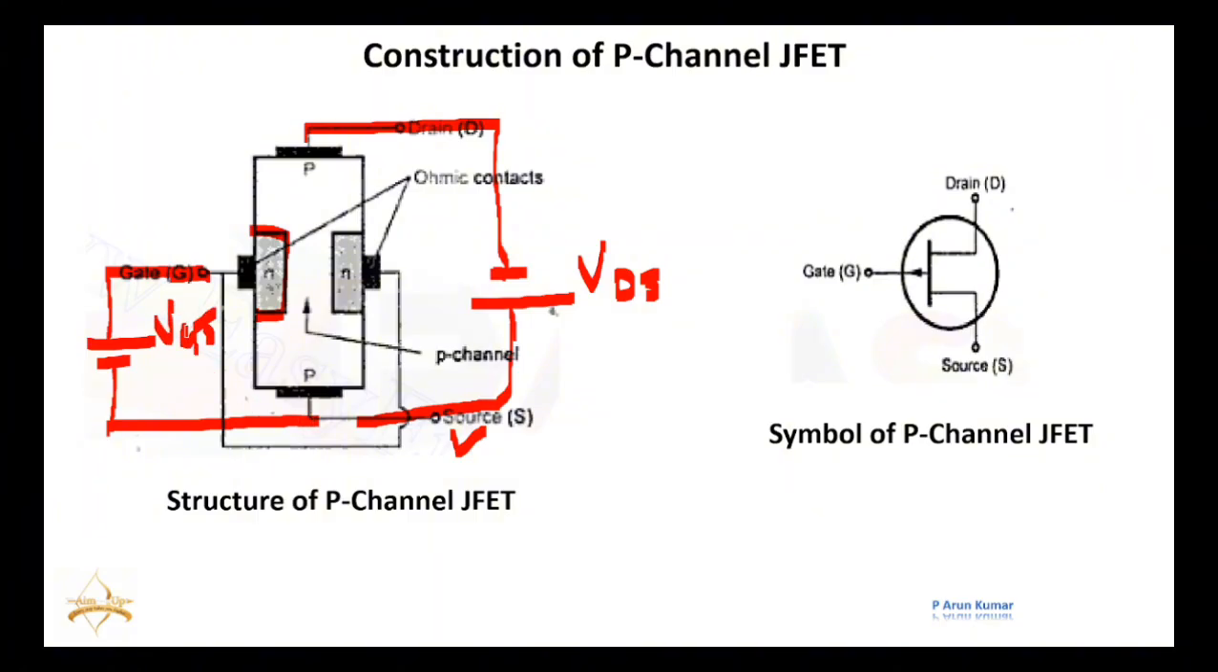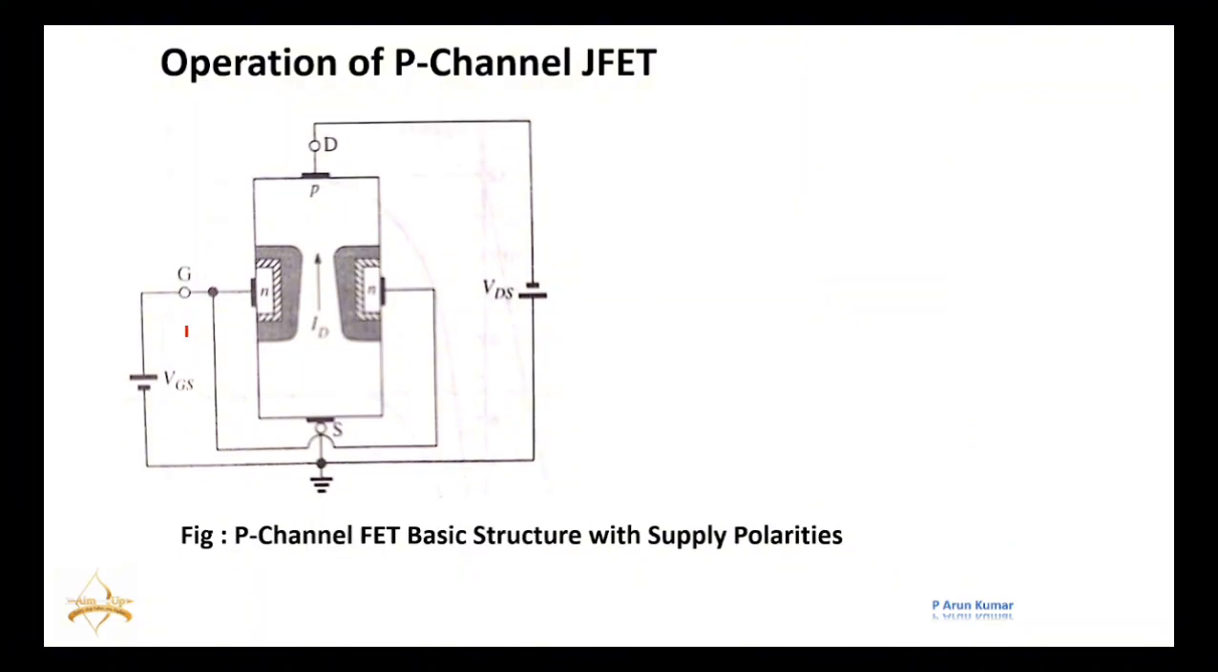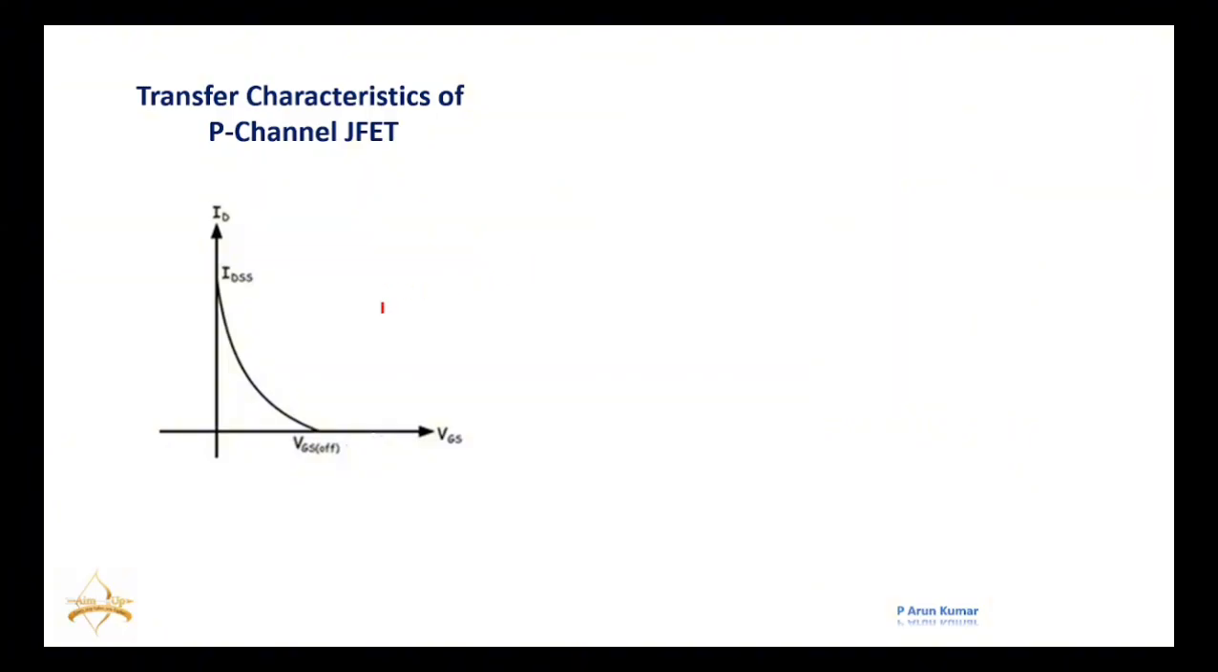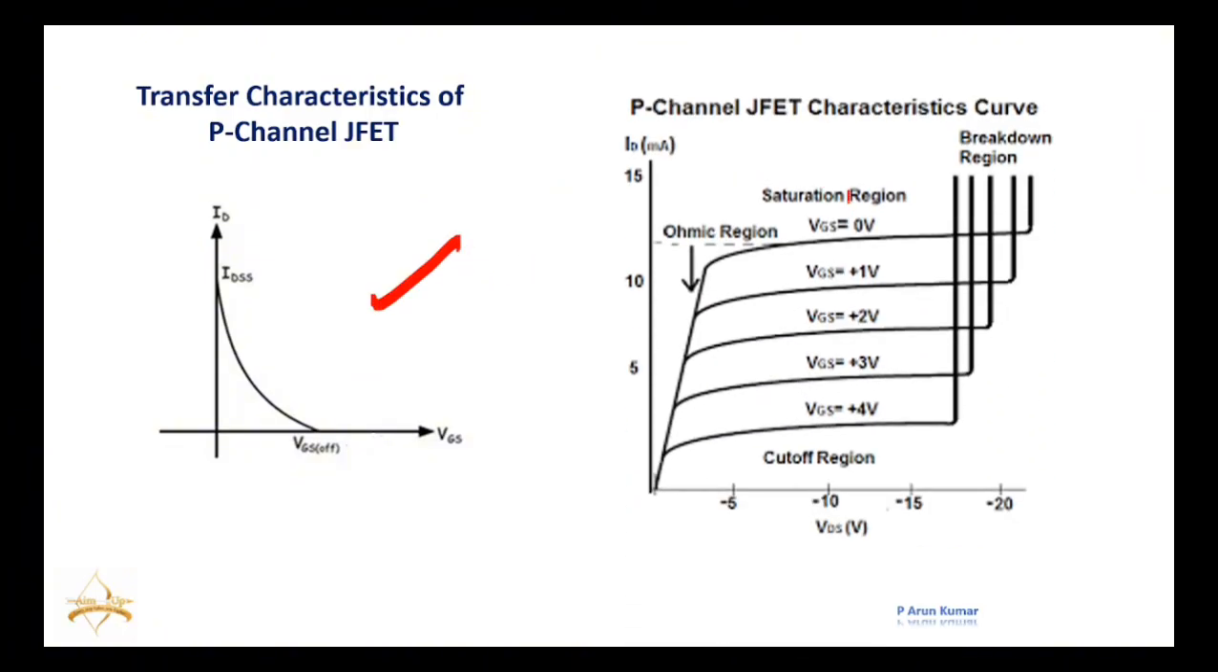That's it. Very simple. This was a basic connection of a P channel JFET. Similarly, we can see the same graph. So these are the connections. Just go through it. And similarly, we can see the same graph. This was a transfer characteristics and this was a drain characteristics. And the rest of the things are similar. No need to discuss again.